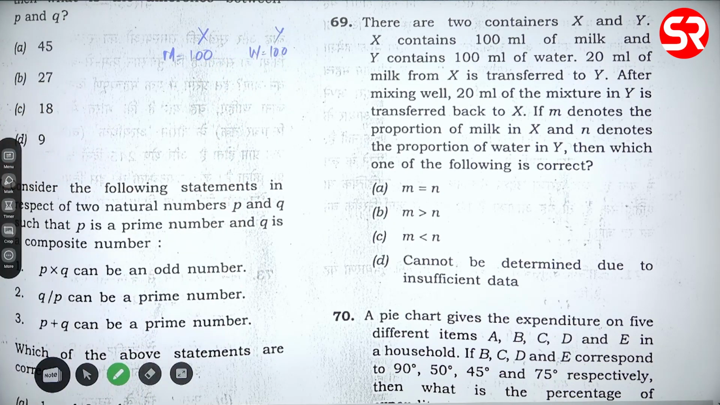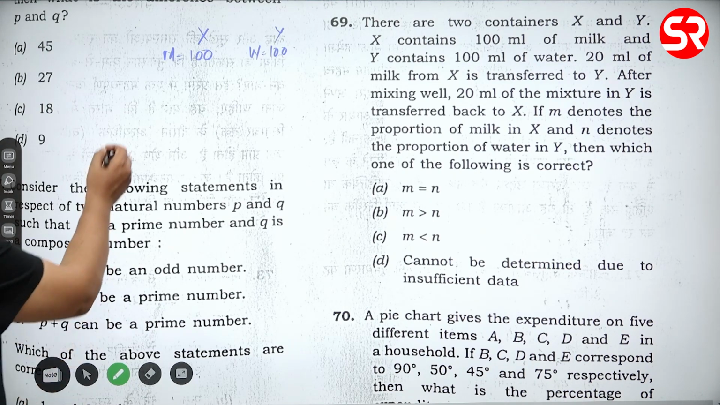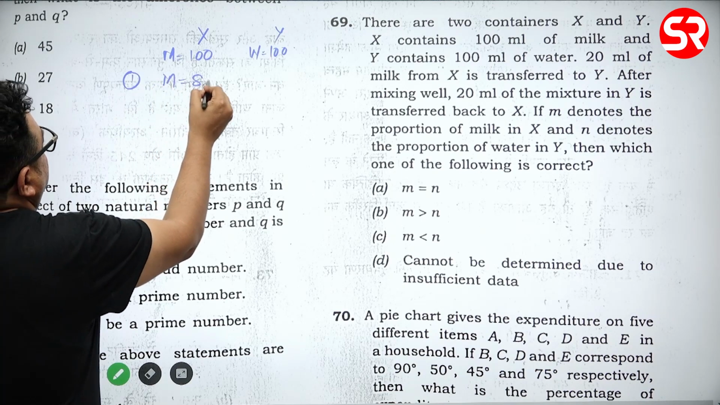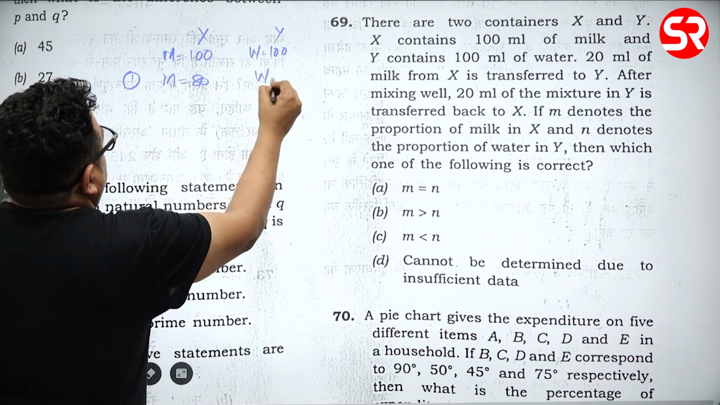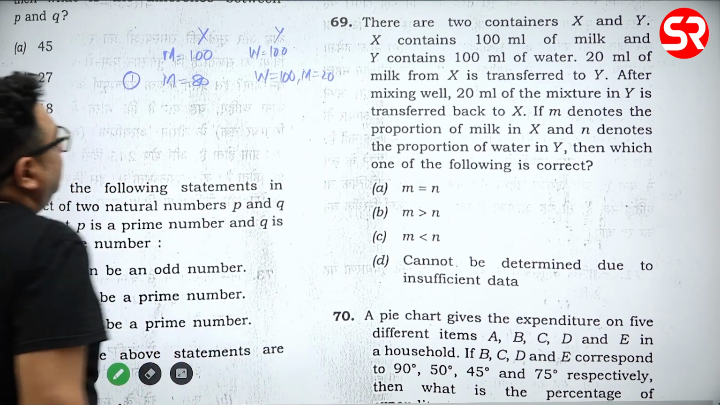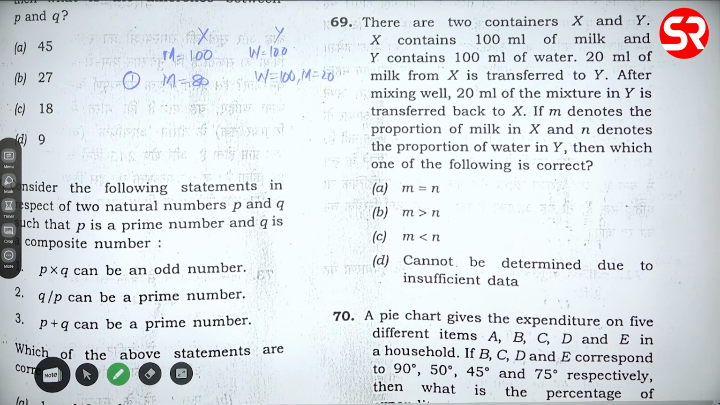Clear? See, information has to be written with very clear intent. X contains 100 ml of milk and Y contains 100 ml of water, and 20 ml of milk is taken. So milk over here now comes out to be 80, and over here water is 100 and milk is 20. Good, no problem. But then there is a second issue.